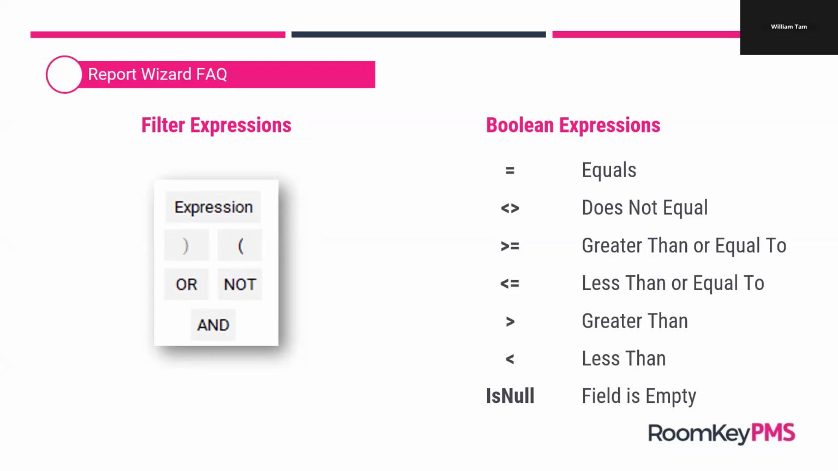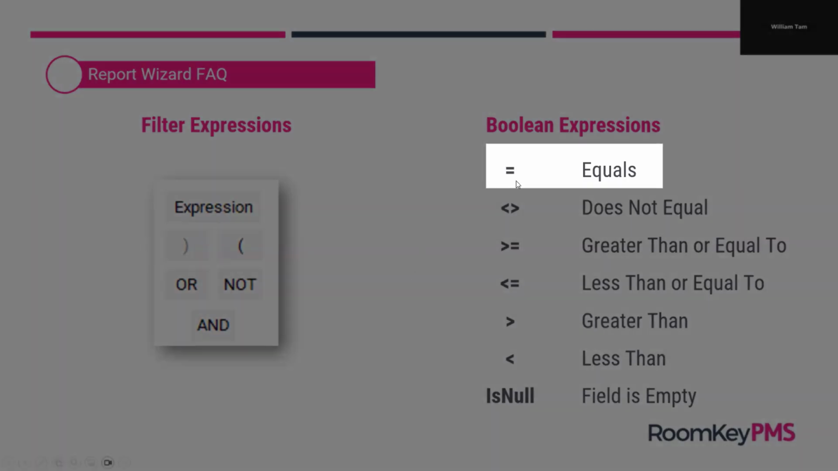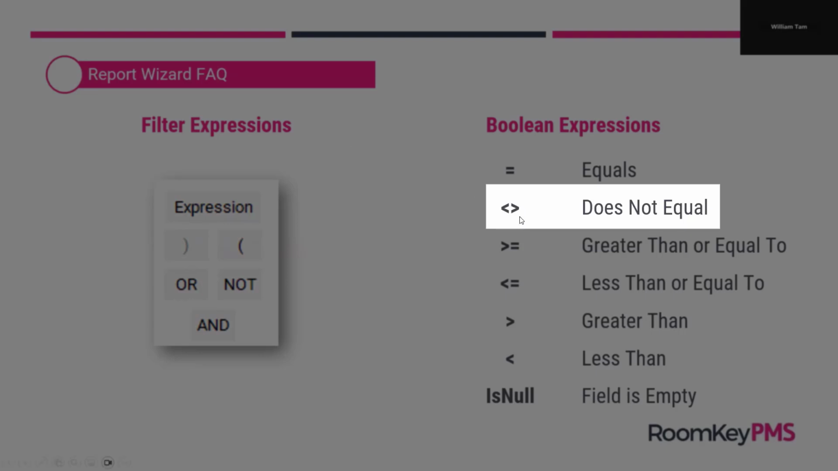Now, when you click the expression button, you do not see the words written on the right-hand side. Instead, you see these symbols in bold. Sometimes that can be a little bit difficult to understand, so I've just written out their meaning off to the right-hand side. The equal symbol means that the expression you are building is equal to something. We have does not equal, that's the two back-to-back arrows here.